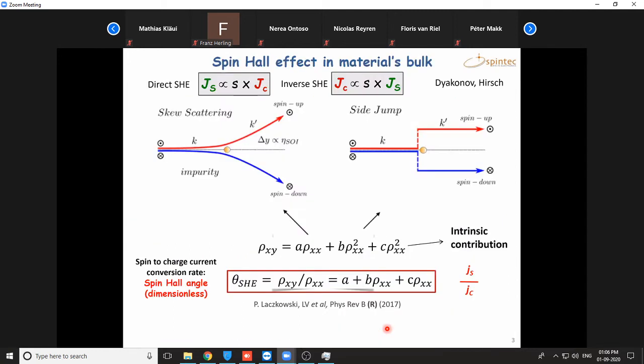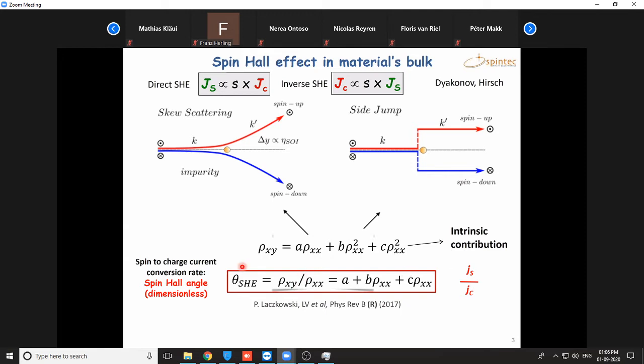So some words about the spin Hall effect. The spin Hall effect developed in the material's bulk, and we do a spin to charge or charge to spin conversion. There are three basic mechanisms responsible for the spin Hall effect: the skew scattering or the side jump scattering. There are intrinsic effect and also intrinsic contribution arising from the band structure.